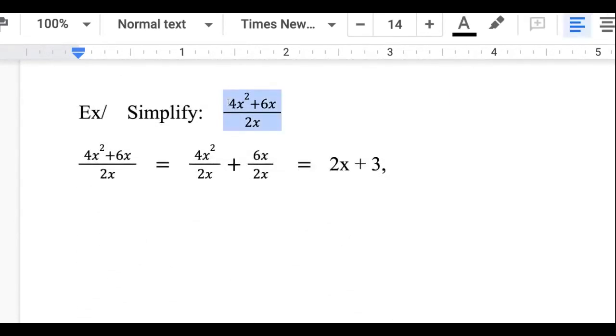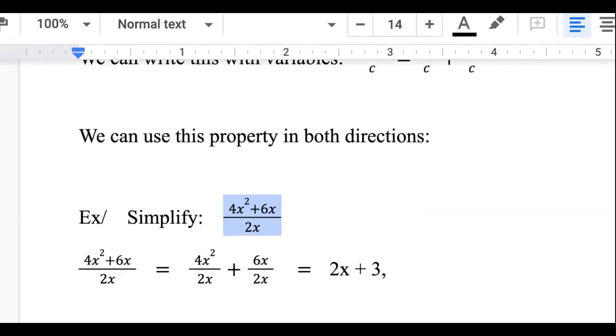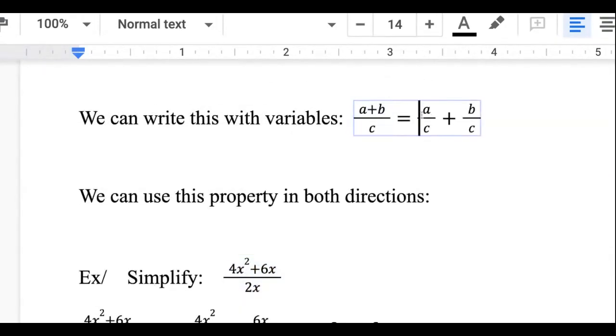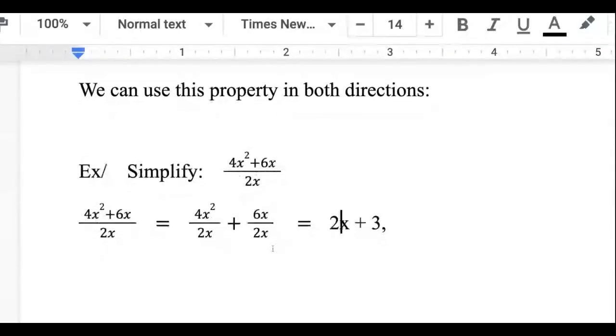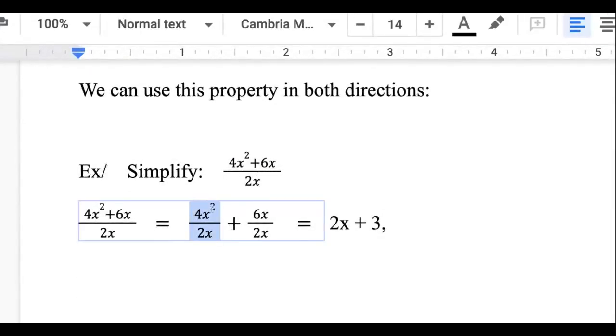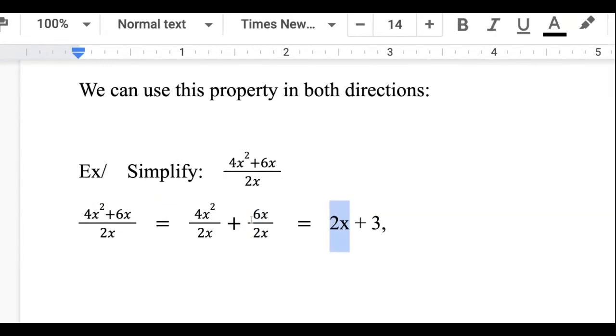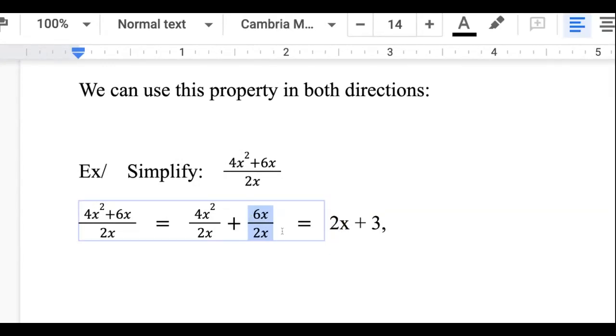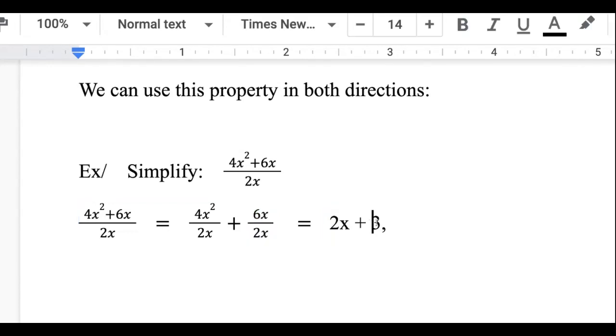So let's see. We want to simplify this expression. We have a binomial in the numerator and a monomial in the denominator. By this rule, we can split the a plus b in the numerator into two fractions. So we're going to do that: 4x squared divided by 2x plus 6x divided by 2x. 4x squared divided by 2x is just 2x. 6x divided by 2x is 6 divided by 2, which is 3.